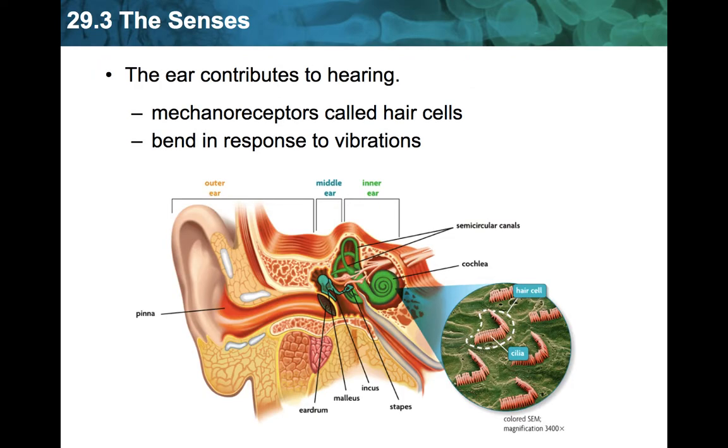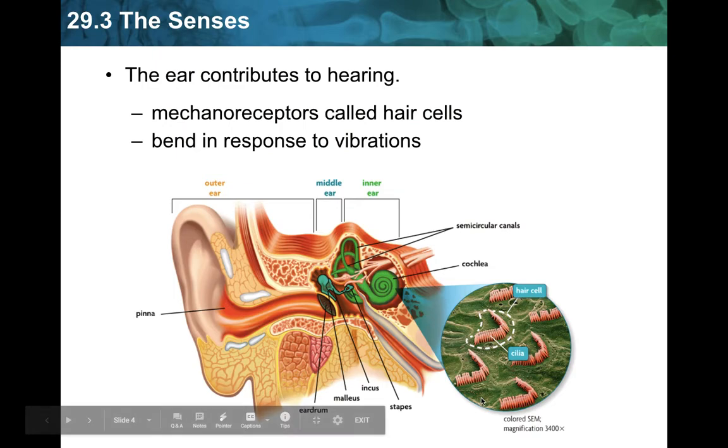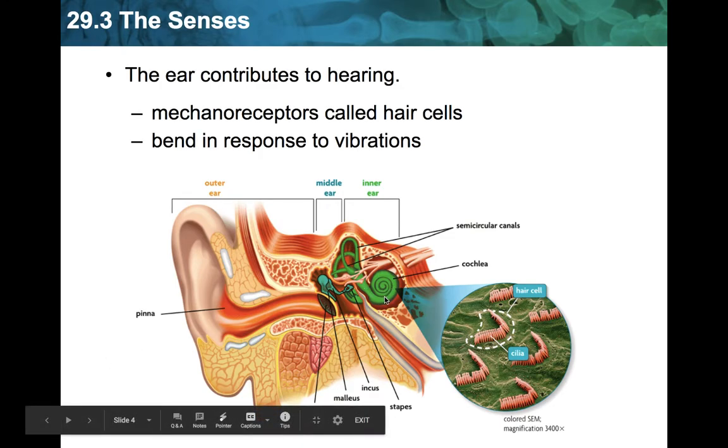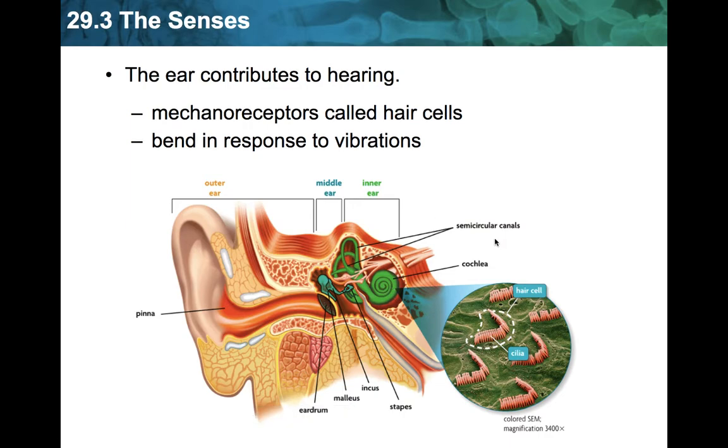Now we're talking about the ear. The ear obviously contributes to hearing. Mechanoreceptors called hair cells help in hearing, and they bend in response to vibrations. So you've probably heard of your eardrum before, but your eardrum is called your eardrum because it actually vibrates. There's something called the tympanum too. You have the cochlea, which is like this curly-Q thing. Some people think it looks like a little snail shell. You've got your semicircular canals, which are these big loops. This is called your middle ear, this is your inner ear, and this is your outer ear.